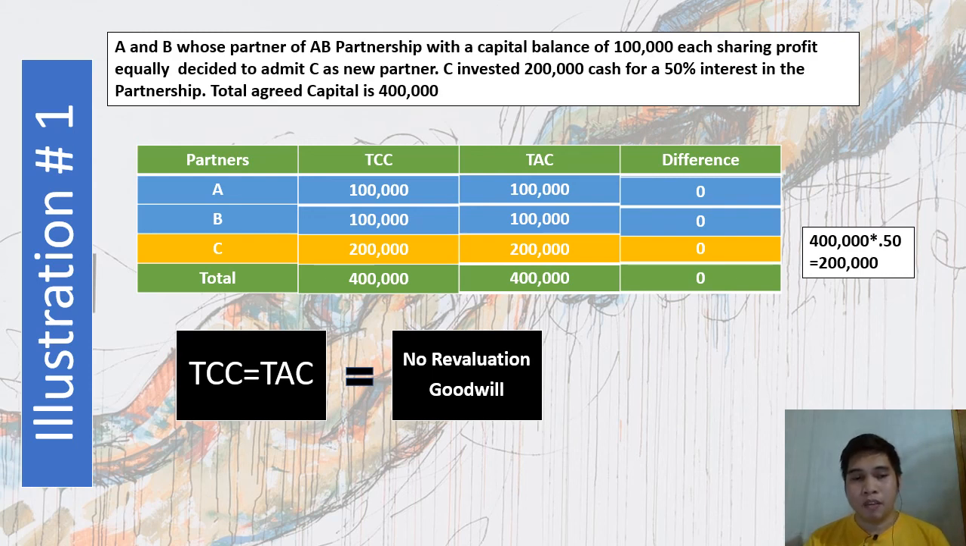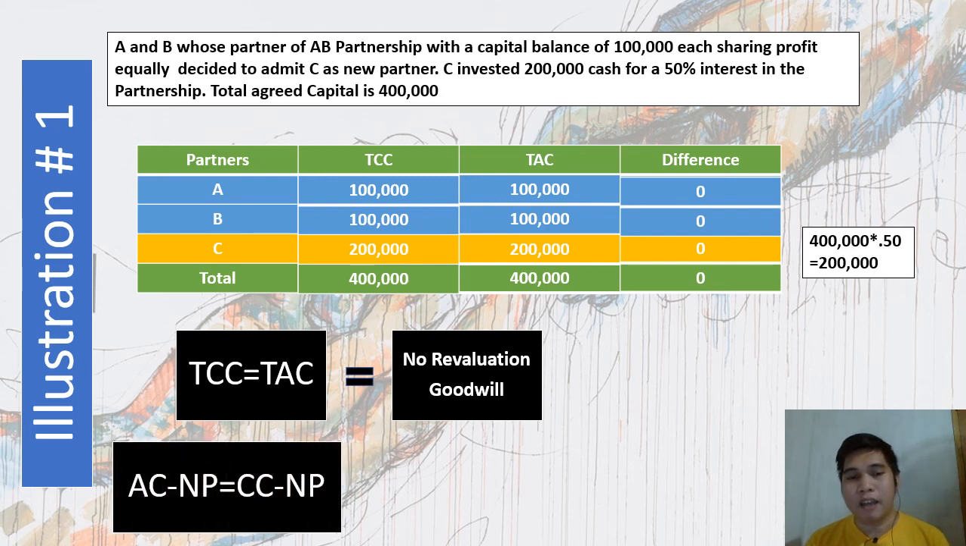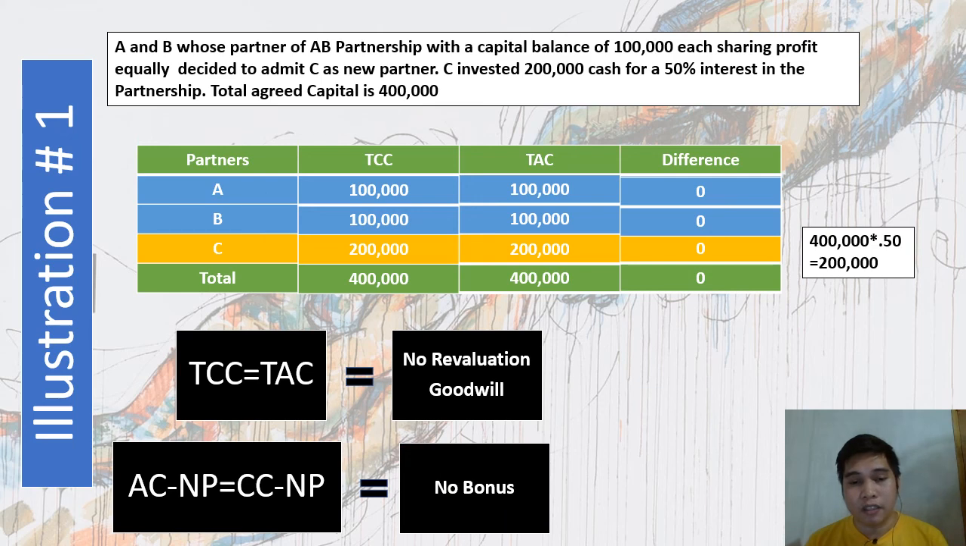Another rule na tinitingnan, meron bang bonus? So, para malaman natin kung may bonus, check natin yung agreed capital ni new partner versus sa kanyang contributed capital. So, sa case natin, the agreed capital of the new partner, which is C, is 200,000. Then, yung total contributed capital niya is also 200,000. So, therefore, since the same lang yung agreed capital sa contributed capital ni new partner, no bonus must be recognized.